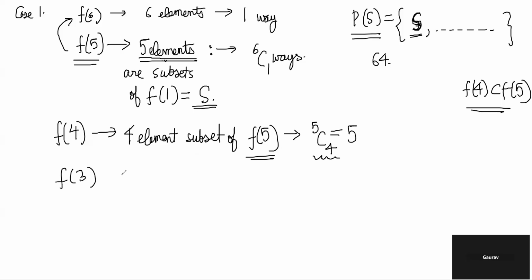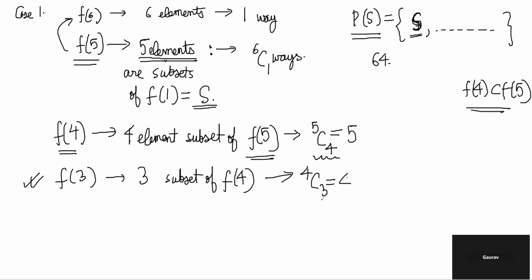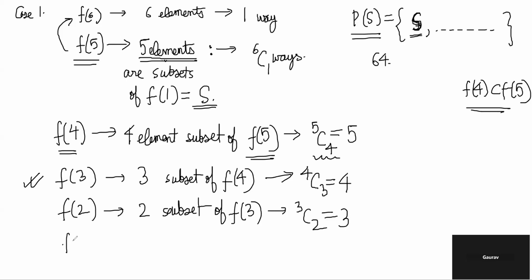Then f of 3, similarly, it has to be a 3-element subset of f of 4. So now notice that there is no confusion. Every time we are making the new lower one as a subset of the higher one, right? So this will be obviously 4C3, so 4, and f of 2 would be 2-element subset of f of 3, so it will be 3C2 or 3, and f of 1 will be a 1-element subset of f of 2, right? So there will be 2 ways, correct?